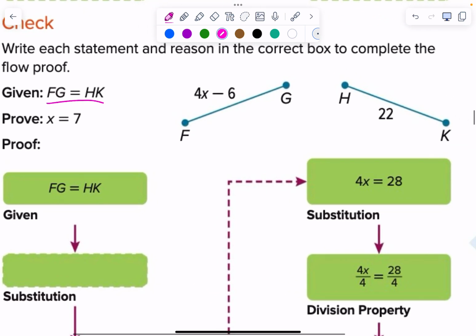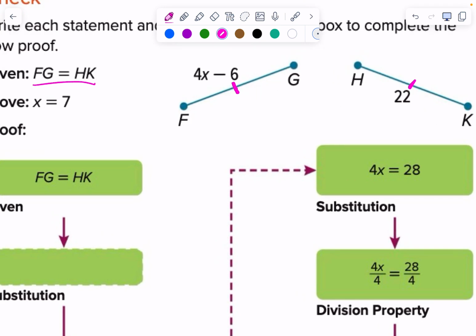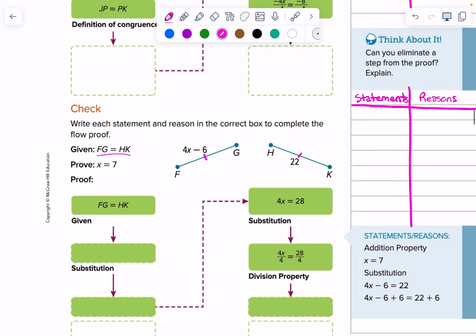All right, let's look at what we have. They are giving to us that FG is this guy. He is the same as this one over here, HK. Those two are the same length, all right? And then they say prove that that means that X equals 7. Okay, we got to bridge the gap between those two. So we have to start somewhere.